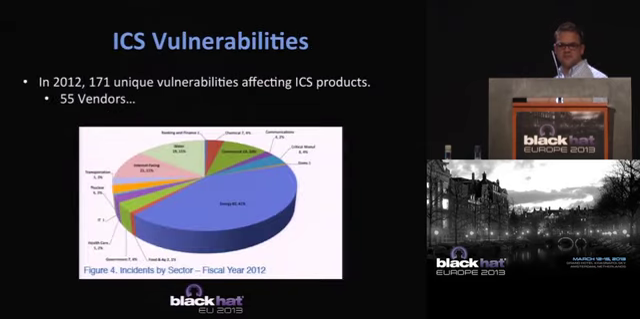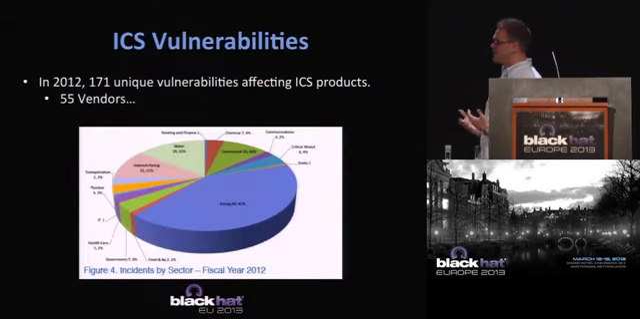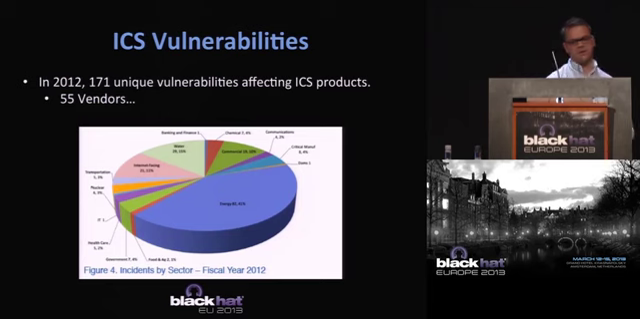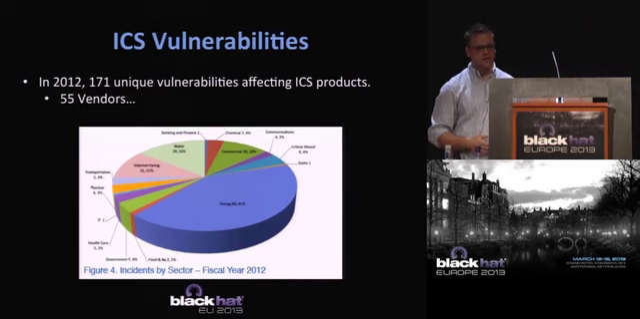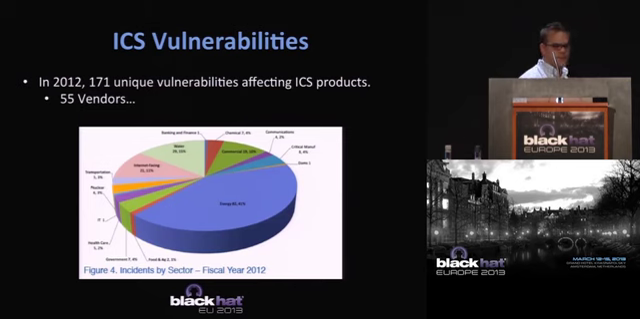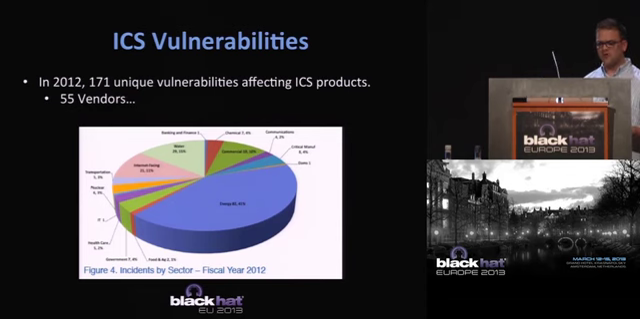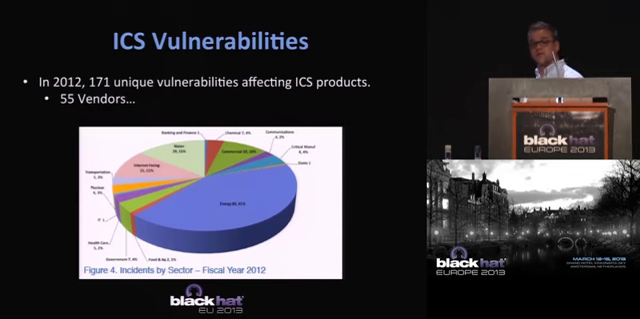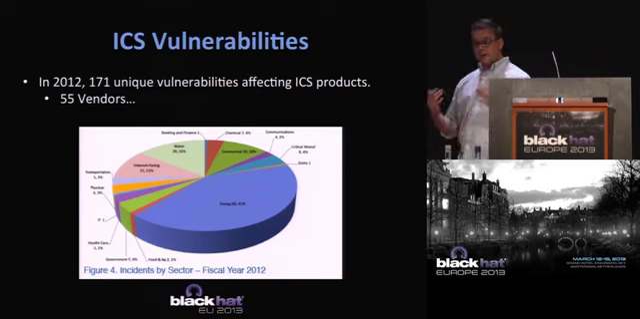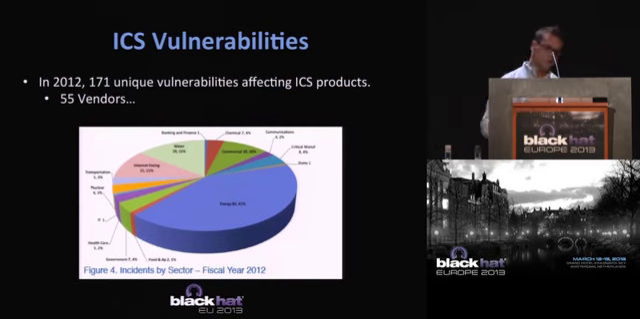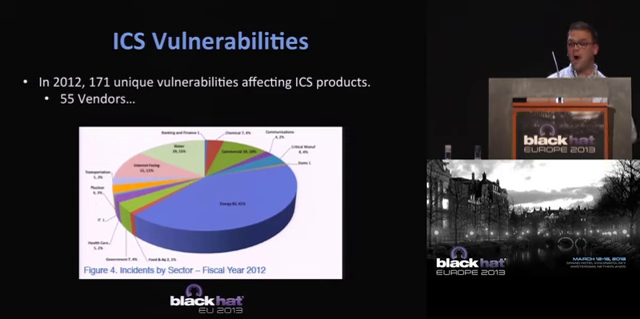As I discussed earlier, there are some ICS vulnerabilities. This isn't a new topic. In 2012 alone, there were 171 unique vulnerabilities affecting ICS products. There were 55 vendors in total that were affected. It's an interesting statistic, and on top of that, 26% of those vulnerabilities revolved around internet-facing infrastructure and devices. Included in that 26% was water. You'll understand the significance behind why I mentioned water in just a couple minutes.